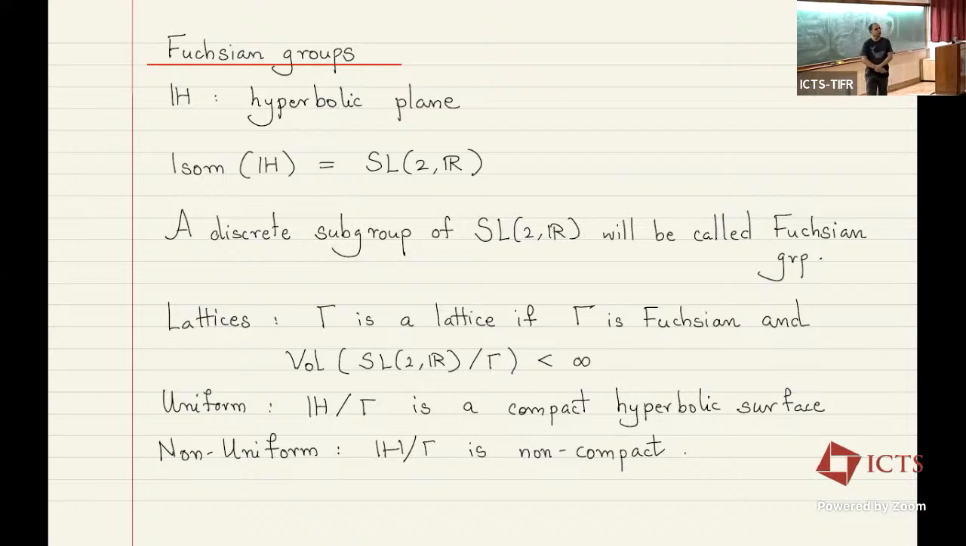I will be more interested in lattices, which means that I'm considering Fuchsian groups such that the quotient of SL2R by the Fuchsian group has finite volume. Okay? And then the lattices come in two types, uniform or non-uniform. Uniform lattices means that the quotient is compact. The quotient of the hyperbolic plane by the action of the group is a compact hyperbolic surface or orbifold. And non-uniform if the quotient still has finite area, but is non-compact. That means that the quotient will have cusps. Okay, so that's Fuchsian groups.